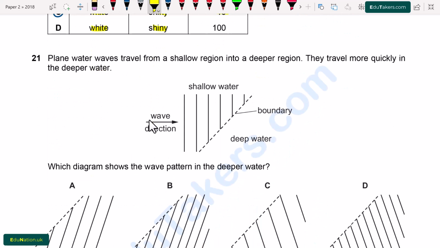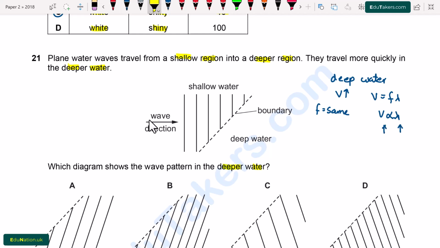Question number 21. Plane water waves traveling from the shallow region into the deeper region travel more quickly in the deeper water. Which diagram shows the wave pattern in the deeper water? So in the deep water, speed is larger. We also know v is equal to f lambda. Here f is the frequency and lambda is wavelength. So in this case the frequency remains the same. Simply, the speed is directly proportional to wavelength. So when the speed is larger, the wavelength should be larger.